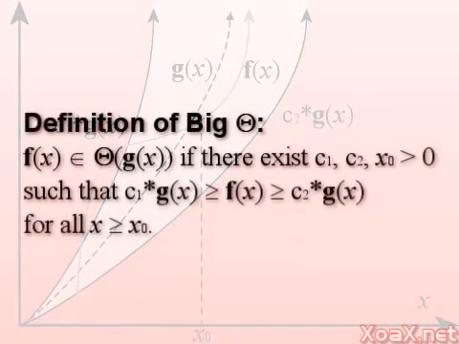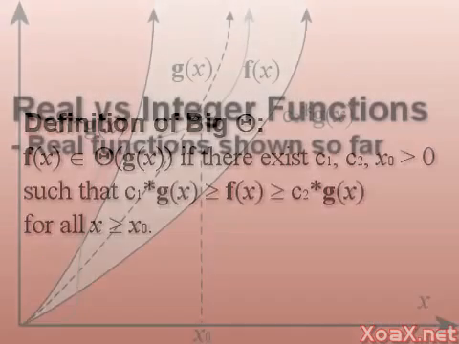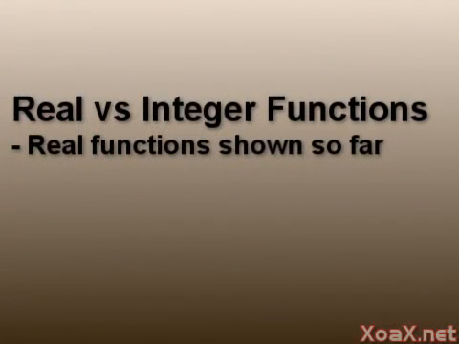Formally, we say that f of x is in big theta of g of x if there exist positive constants c1, c2, and x0 such that c1 times g of x is greater than or equal to f of x, which is greater than or equal to c2 times g of x for all x greater than or equal to x0. So far, we have shown what the situation looks like for general real functions.